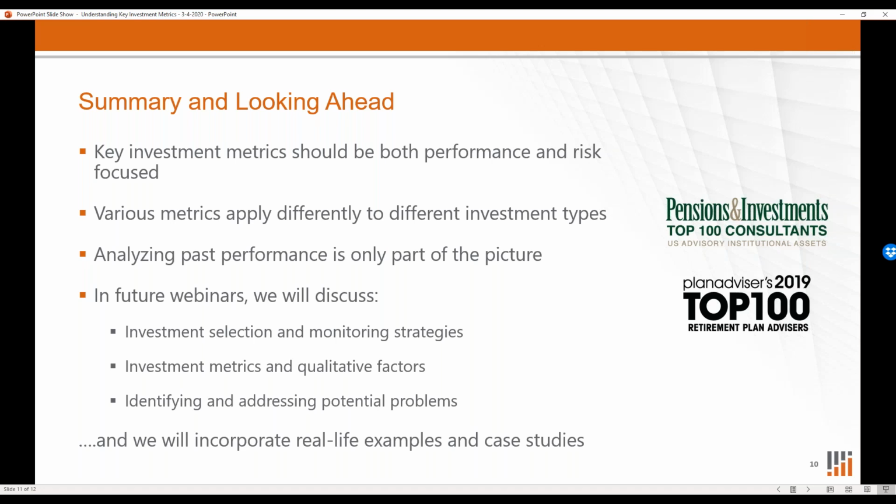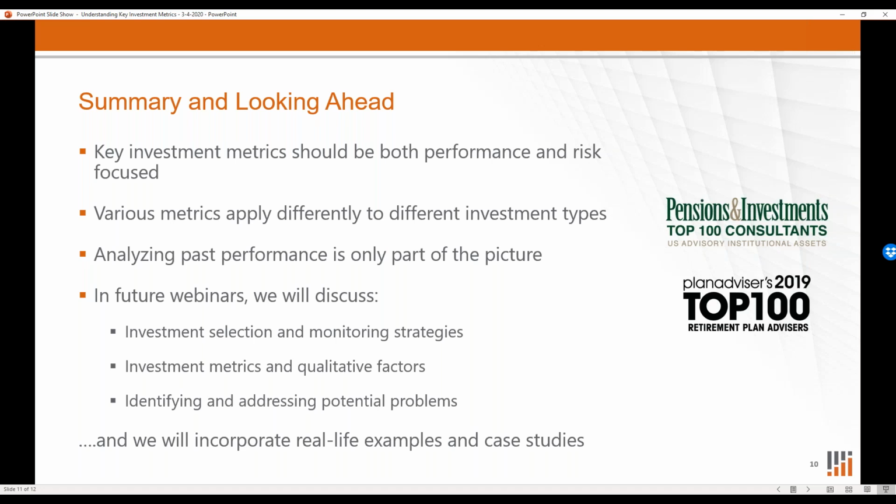So, just going through some of the summary points here. Again, we've talked about performance, we've talked about risk, and we've talked a lot about the qualitative measures. In future webinars, we will discuss investment selection and monitoring strategies and do a deeper dive on that. And we'll go further into investment metrics and qualitative factors in future discussions.